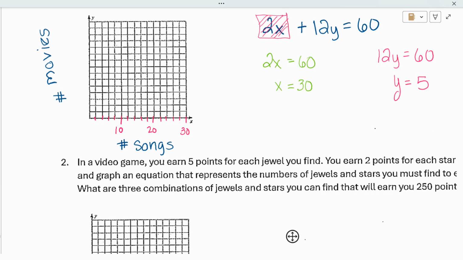Now on the y-axis, I'm just going to count by ones. 1, 2, 3, 4, 5, 6, 7, 8, 9, 10. I'm not going to count anymore because I don't have to go any higher than that. Let's see. I know I crossed the x-axis at 30 and I crossed the y-axis at 5. So I'm just going to connect those 2 points.